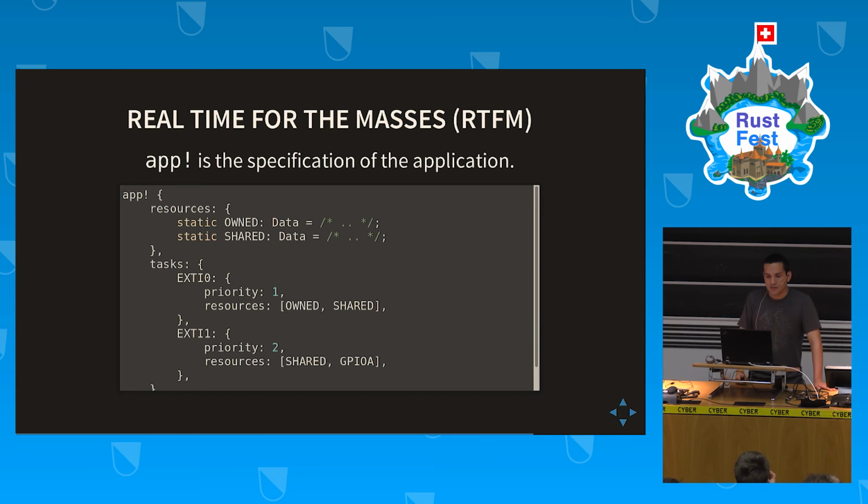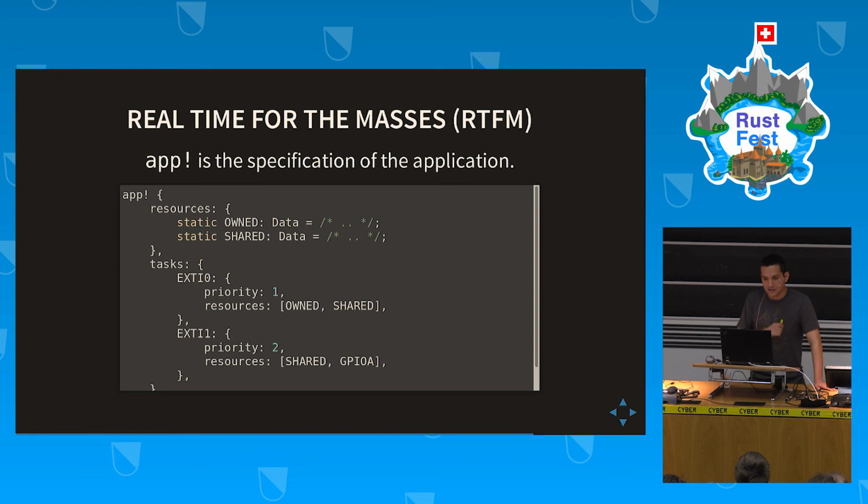So let's see how one RTFM application looks like. And all of them have this app macro, which is a specification of the application. So the app macro will have a declaration of all the resources and all the tasks in your application. And the resources basically look like static variables. And each task entry will bind an interrupt to a task. And each one of these tasks will have a priority and a list of the resources it has access to.